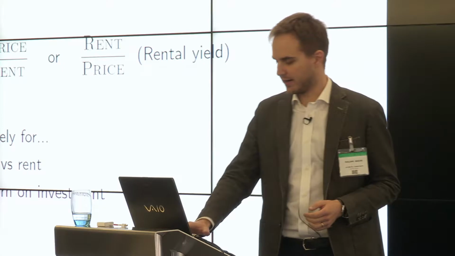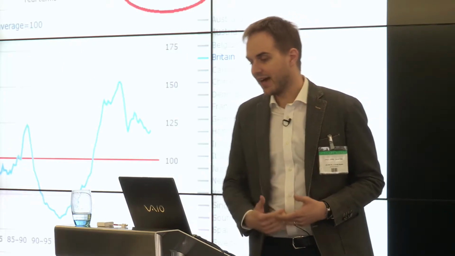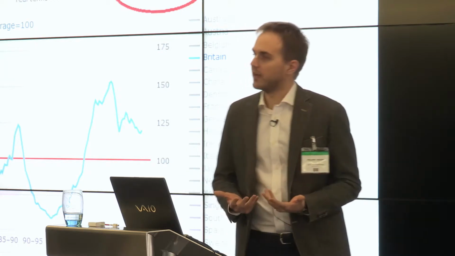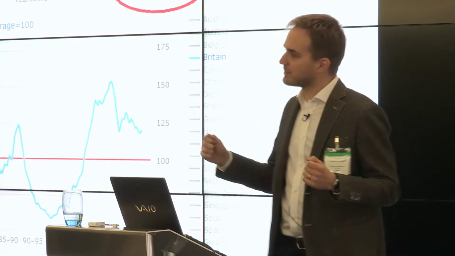So what is usually done in analysis is to measure this ratio at the aggregate level. In newspapers, or in magazines like The Economist, we often see a time series of aggregate prices versus aggregate rents. When prices are high with respect to rents, we think the market is overvalued. When prices are low with respect to rents, we think the market is undervalued. But again, this is only an aggregate measure, and it is a time series measure.